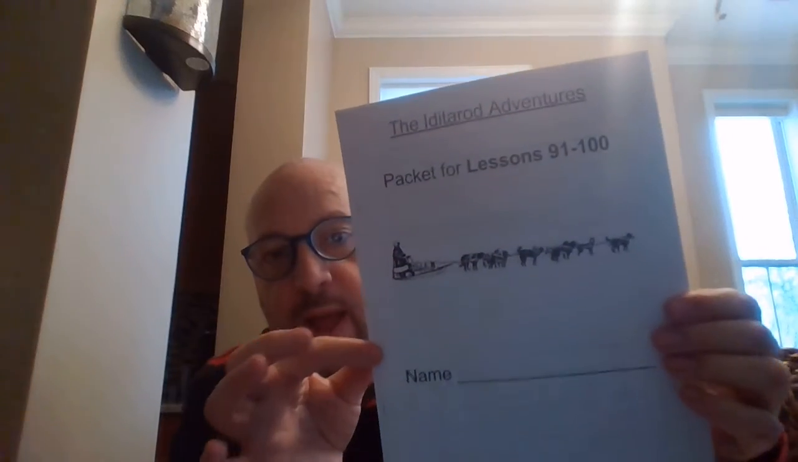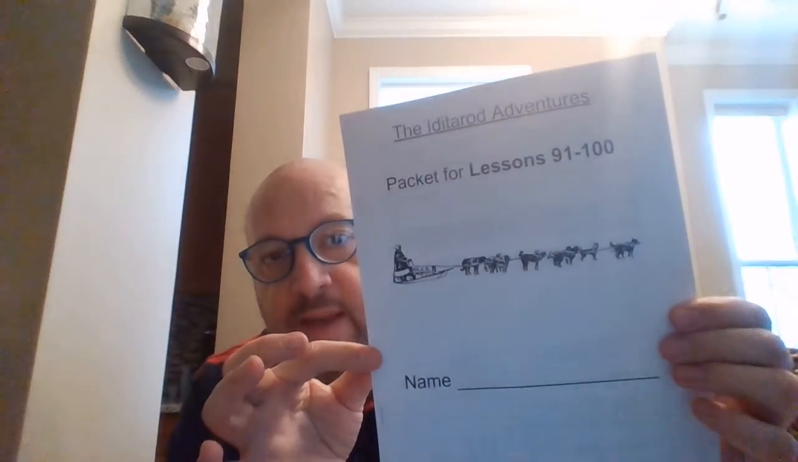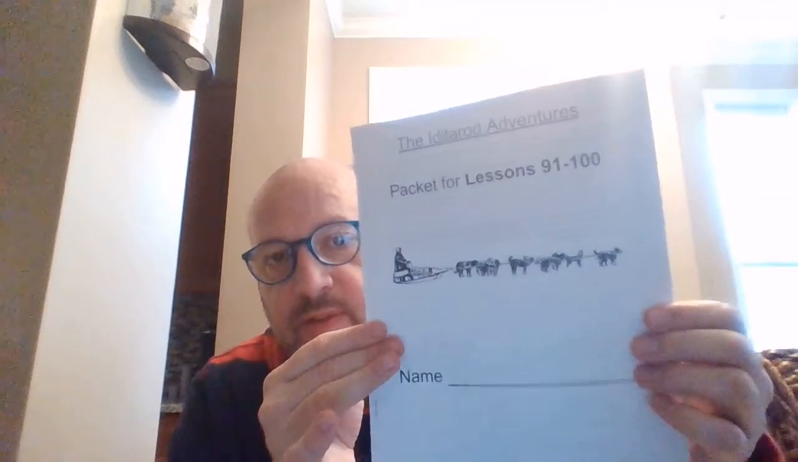Remember, scholars, yesterday we started a new story related to the Iditarod, so you want to make sure you have the Iditarod Adventures packet for lessons 91 to 100, and we're in the Blue Reading Mastery Book B. Textbook B has the picture of the cheetahs on it. So, we're at lesson 92. Maybe pause for a moment, get those things ready, get to lesson 92, and then we'll begin.